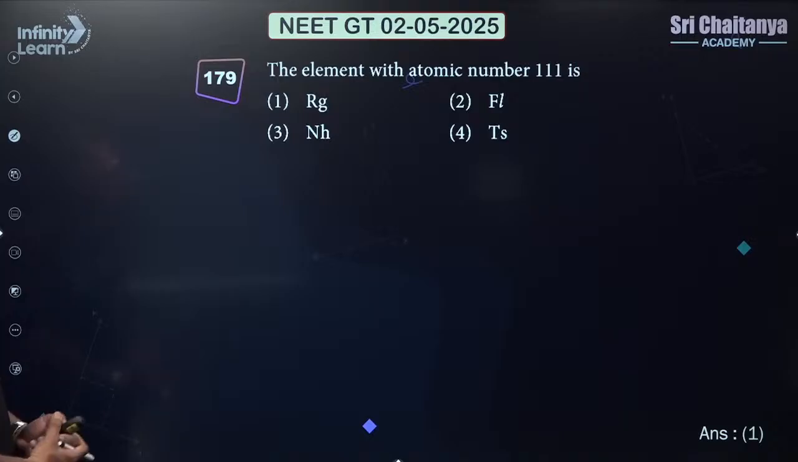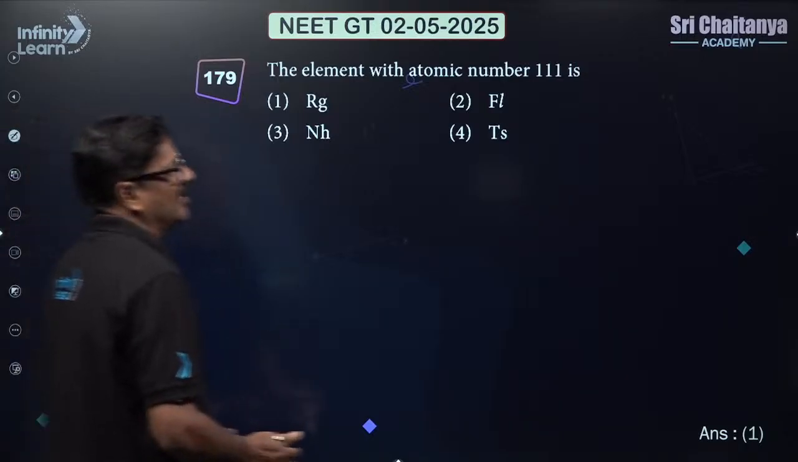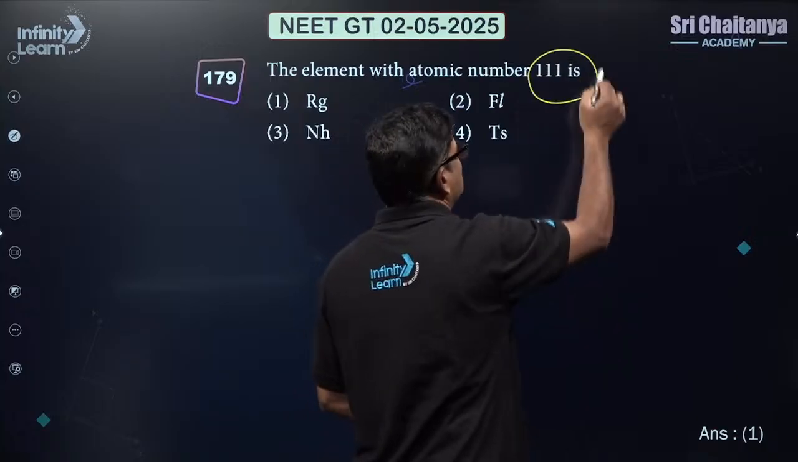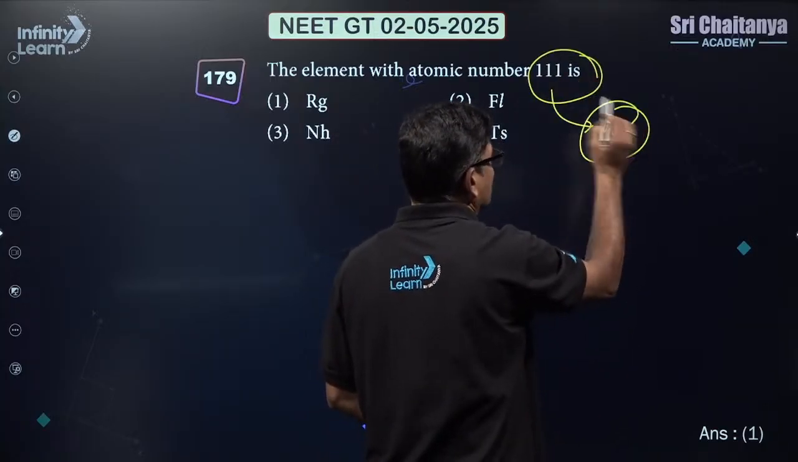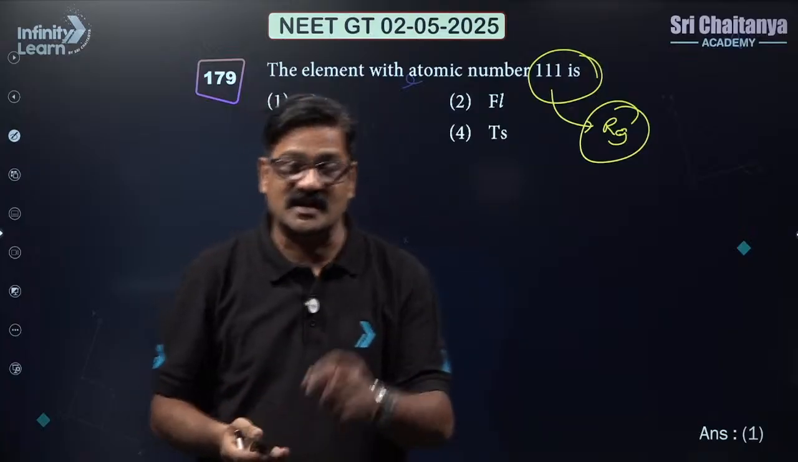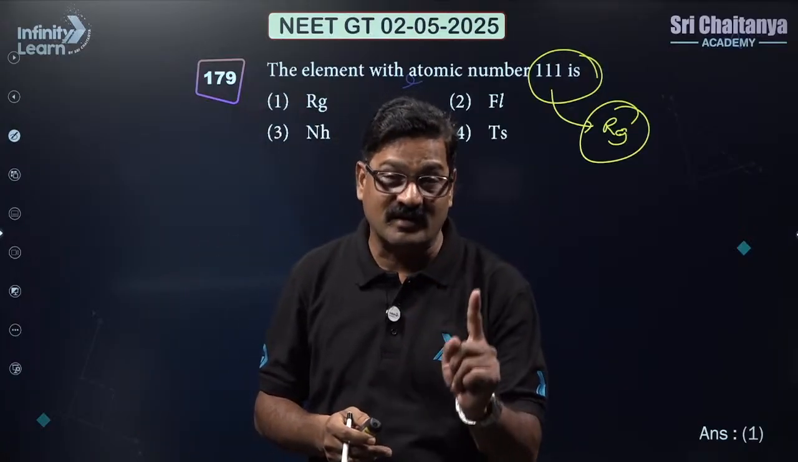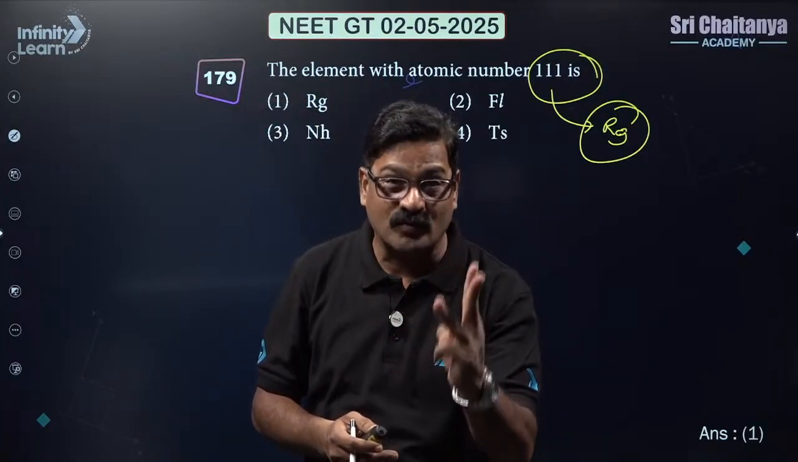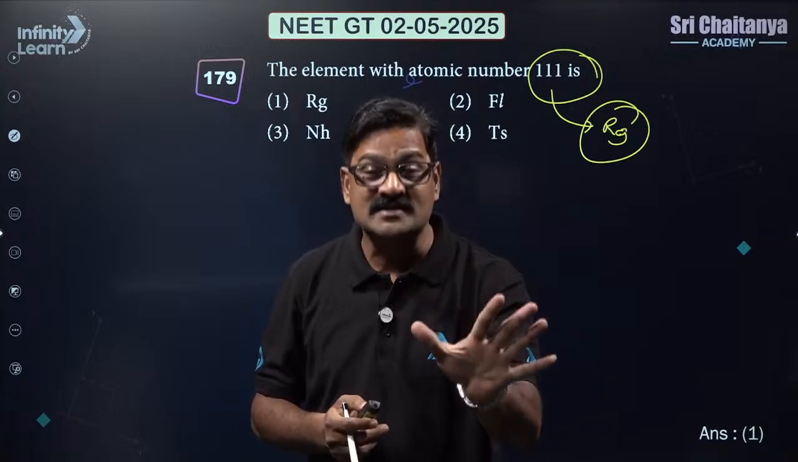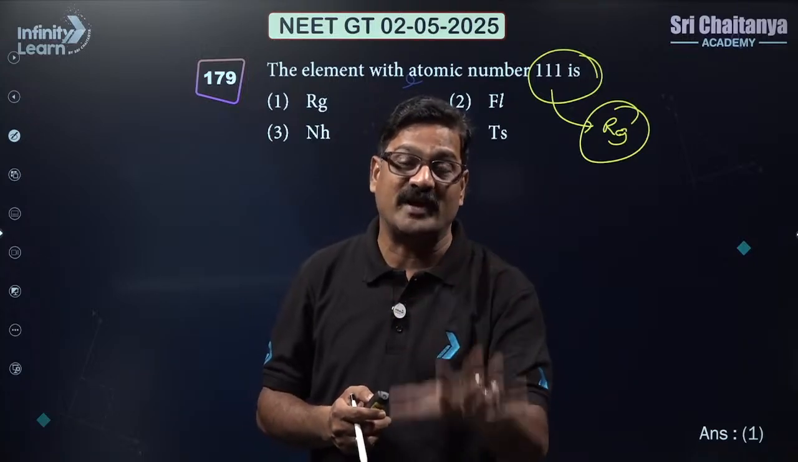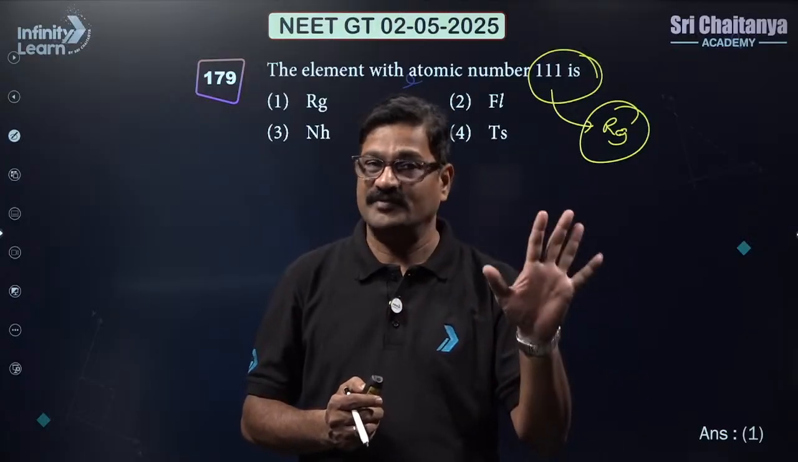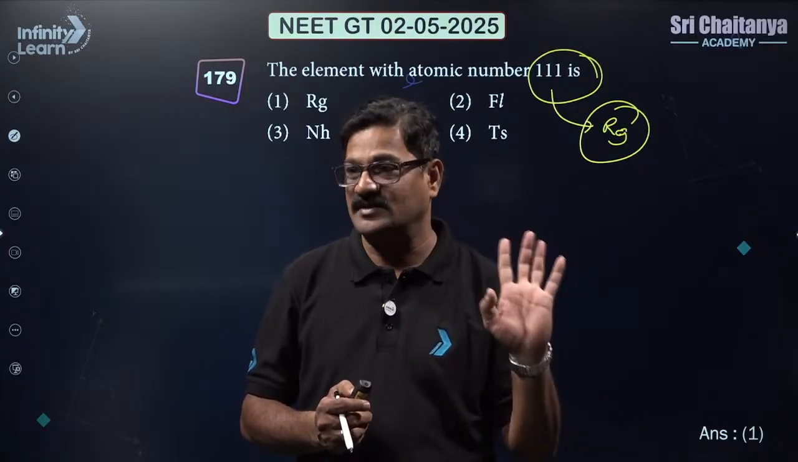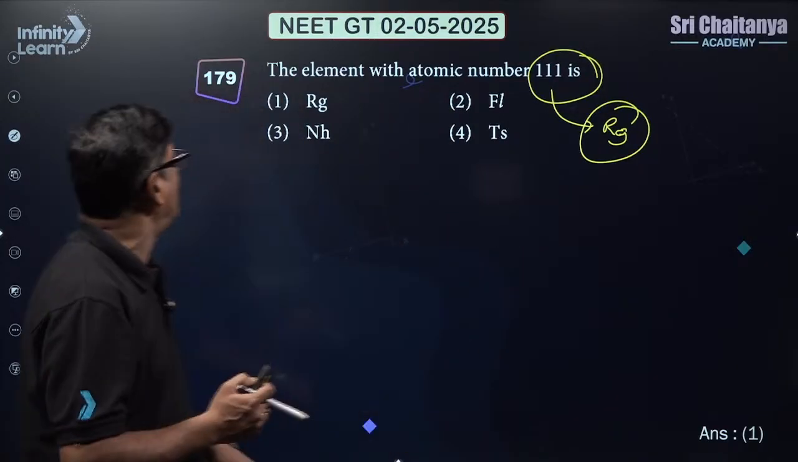And the element with atomic number 111 is Roentgenium, Rg. Named elements, scientists named elements: Mendelevium, Bohrium, Rutherfordium, Curium, Roentgenium. These are the elements which are very, very important. You just memorize from the periodic table in the NCERT textbook. My dear children, it is very important.